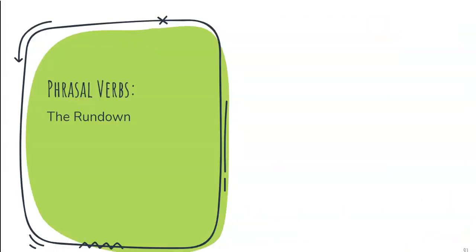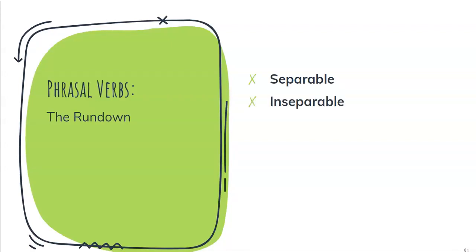Phrasals are verb phrases. Separable phrasals can be split by an object, inseparable phrasals can't. And sometimes having an object changes the meaning of a phrasal.